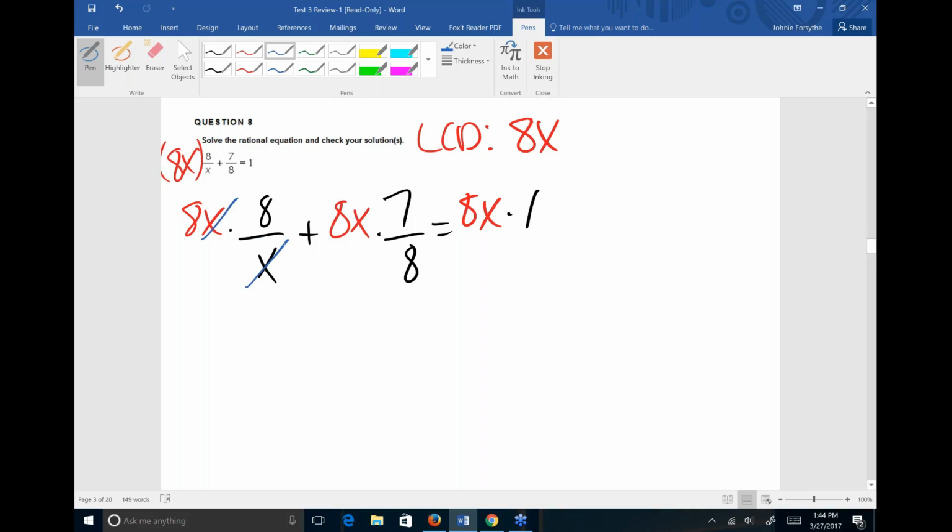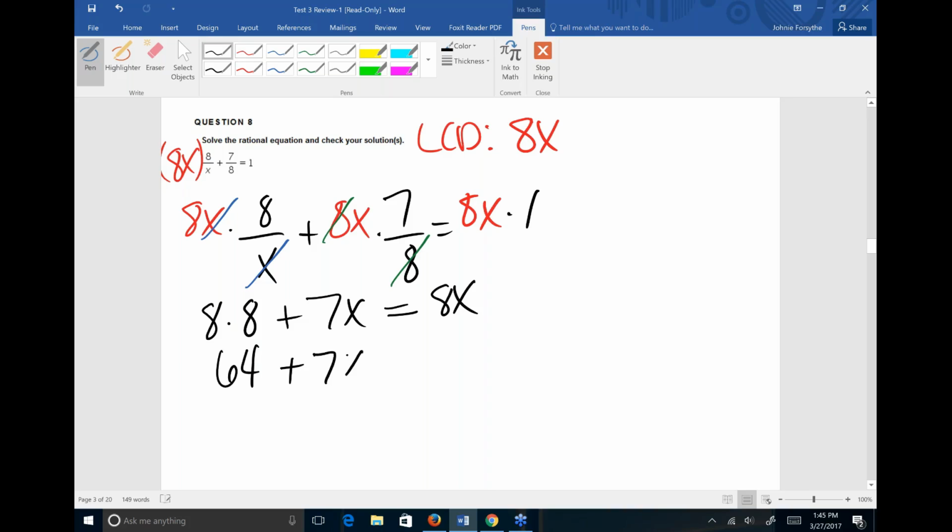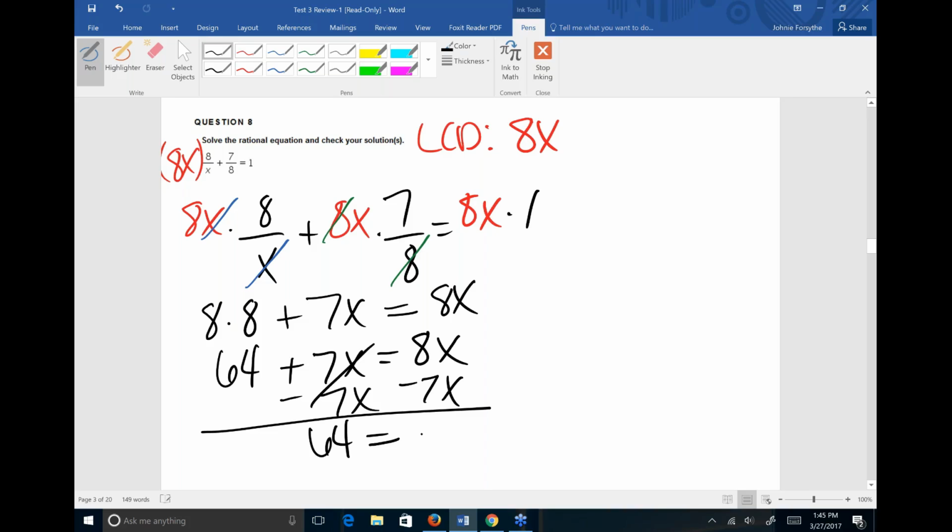So let's see what's going to happen. x divided by x is 1, so we're just left with 8 times 8. 8 divided by 8 is 1, so we're just left with plus x times 7, which is 7x, equals 8x times 1, which is just 8x. 8 times 8 is 64 plus 7x equals 8x. Subtract 7x because we're solving the equation. So we have 64 equals 1x. So that means that x equals 64.